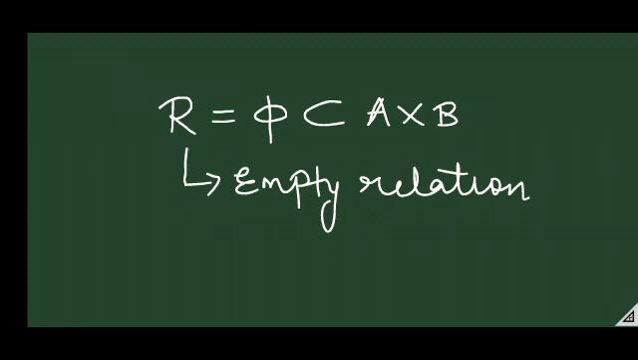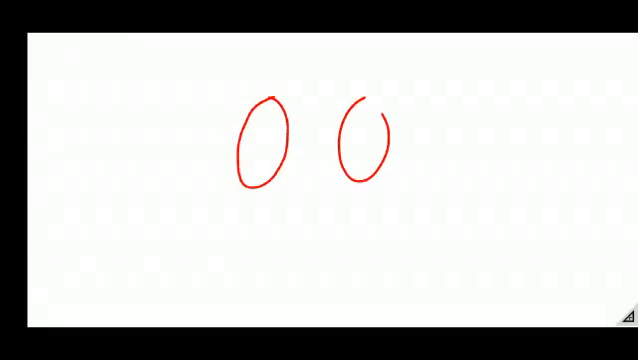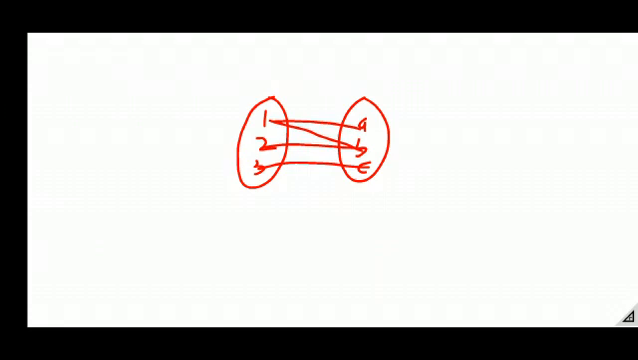Is that clear? Second one, if I come, then the next definition is universal relation. Now universal means what, children? If I take set A and B, then all the elements of A and B are related. All the elements of A and B are related to each other.